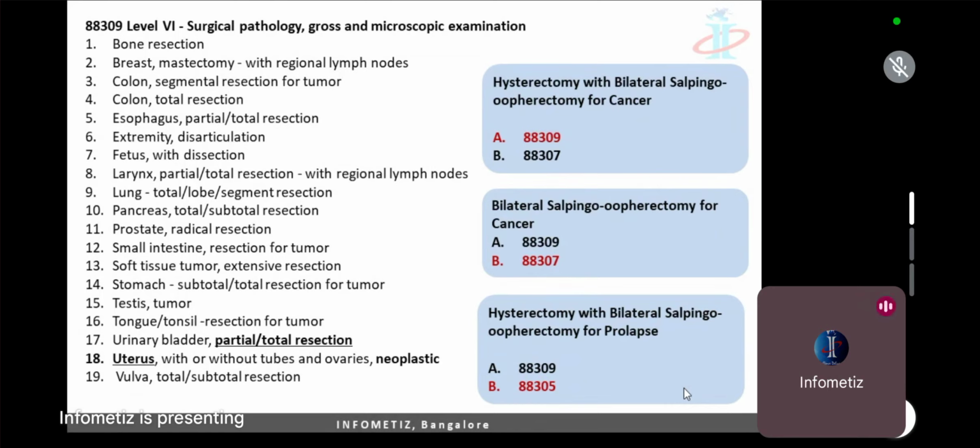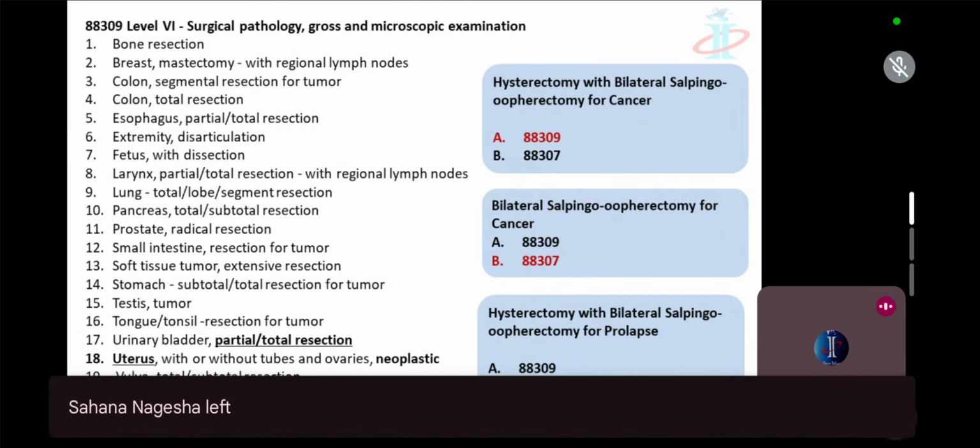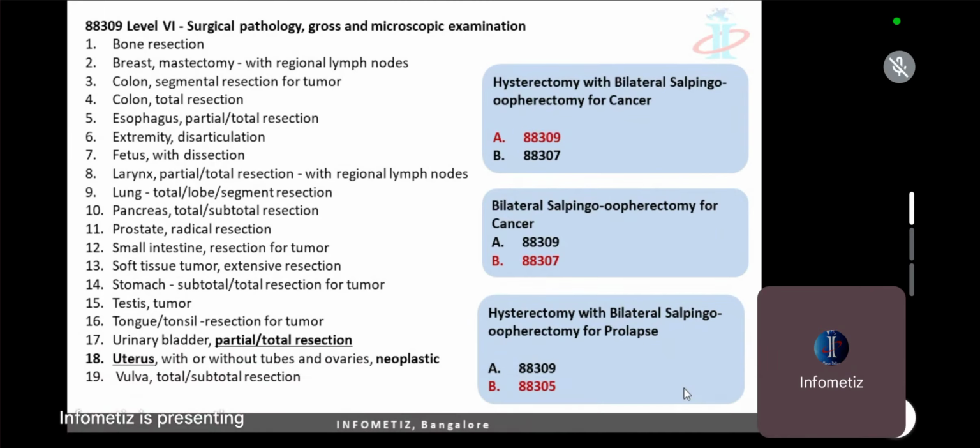Last word: uterus with or without tubes and ovaries. What is the difference between 307 and 309 for uterus?